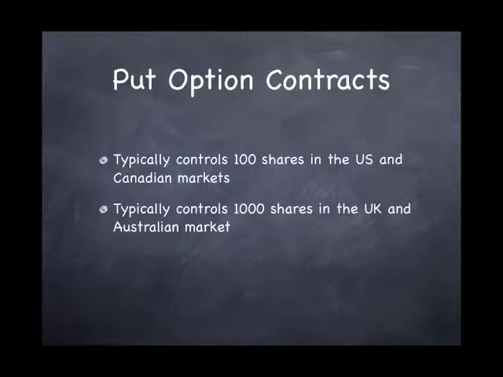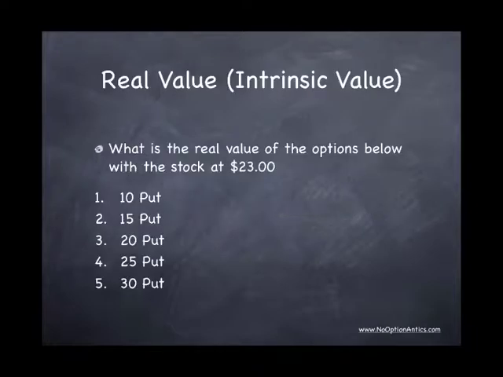Now, put options are sold in contracts just as the call options, and in the U.S. market, we have 100 shares in each one of the contracts, but if you're trading outside of the U.S. market, such as Australia or the UK, you'll notice that they have 1,000 shares per their contracts. And why is that important? Well, when you're paying for options, you're paying for each individual share, so the cost will be greatly different from one country to another for the entire contract.